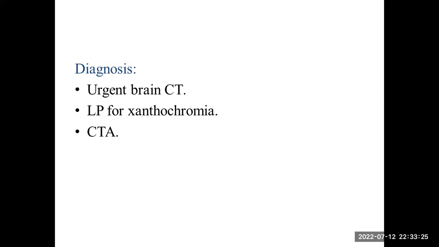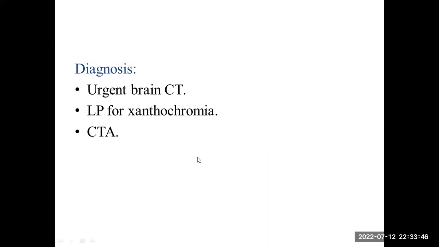And for that reason, it's the initial test, and it's a rapid test. In the small percentage of patients who are not diagnosed on brain CT, if brain CT failed to diagnose subarachnoid hemorrhage, the next step is to do lumbar puncture to look for xanthochromia.